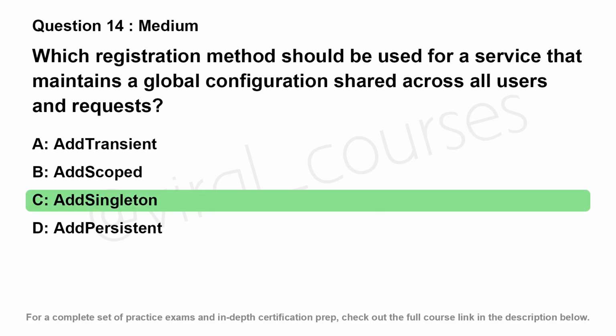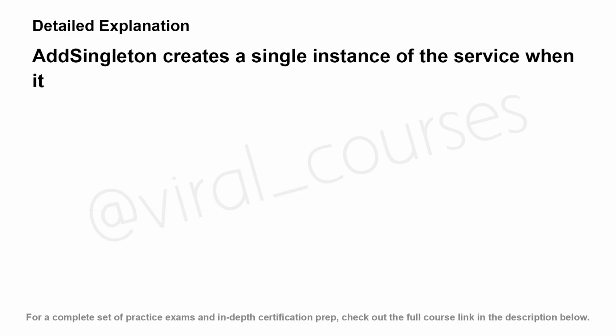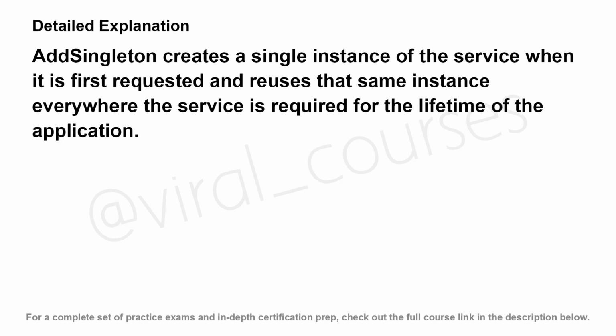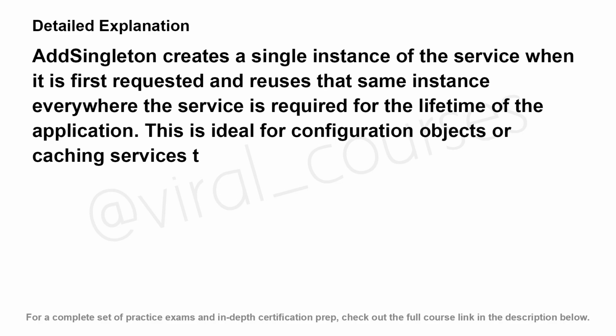The correct answer is C. Add singleton creates a single instance of the service when it is first requested and reuses that same instance everywhere the service is required for the lifetime of the application. This is ideal for configuration objects or caching services that need to be shared globally.